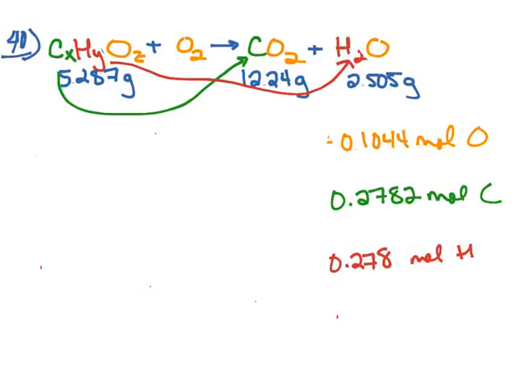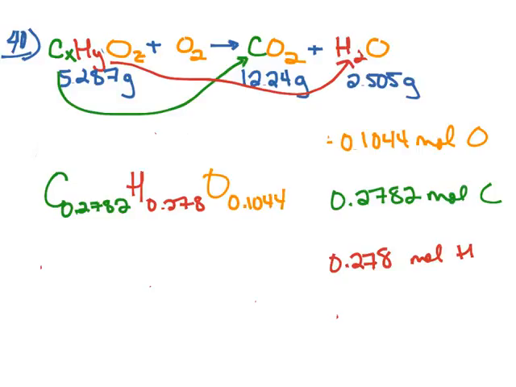At this point, I essentially have my subscripts. If I was writing this out, I'm going to lead with C as I have in the formula above. It would be as if carbon has a subscript of 0.2782. It would be as if the hydrogen has a subscript of 0.278, and it would be as if the oxygen had a subscript of 0.1044.